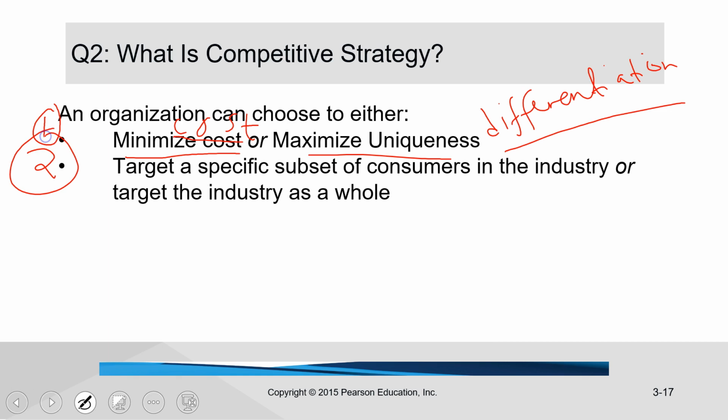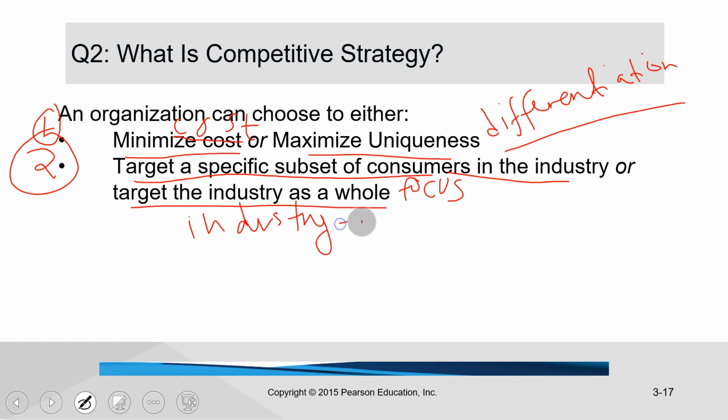The second dimension in the competitive strategy is whether to target a specific subset of consumers in the industry or target the industry as a whole. Targeting a specific subset of consumers is known as a focus strategy, and targeting the industry as a whole is known as an industry-wide strategy. So we end up with four possible competitive strategies.